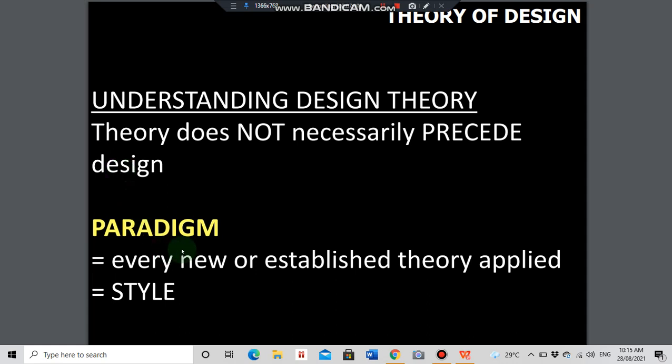Next, paradigm. Every new or established theory applied or style. So when you say paradigm, that is the model of your design or the pattern. No? Parang tinatawag na style, guiding principle, or the prototype of your design. No? That is the paradigm.